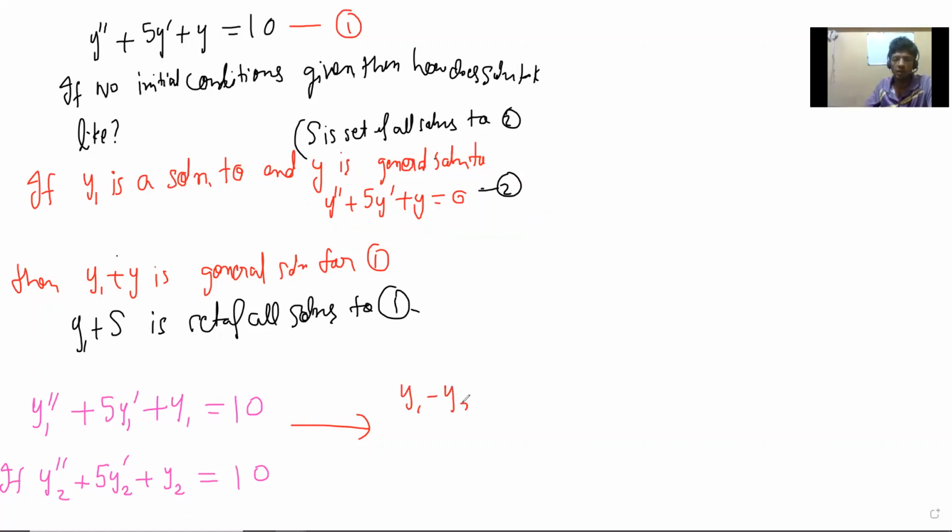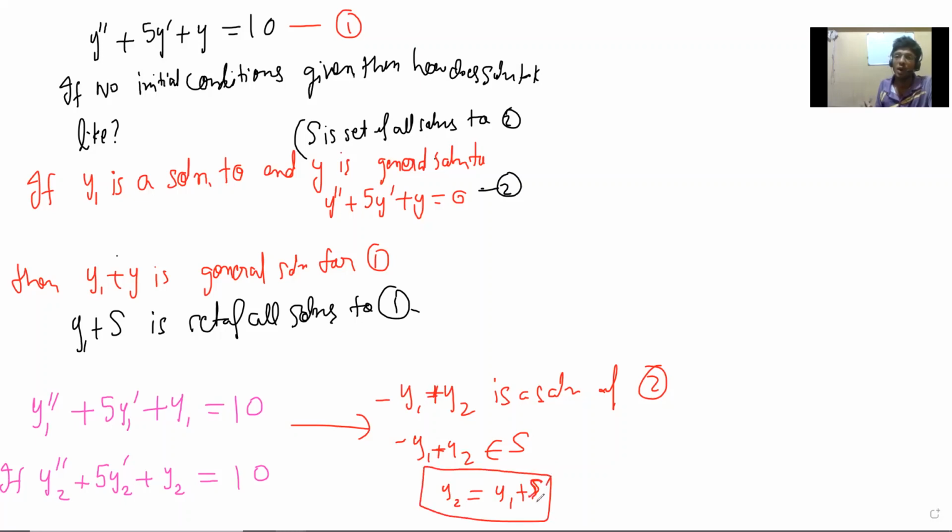So y1 minus y2 is a solution of 2, which means y1 minus y2 belongs to S. Or you can take y2 minus y1, it doesn't matter. y2 minus y1 belongs to S. What does it mean? It means that y2 is equal to y1 plus some solution in S, which is what I wanted to show. y2 was an arbitrary other solution of equation 1, and we are showing that it is gotten by guessing a solution y1 and adding to it all possible solutions of 2.